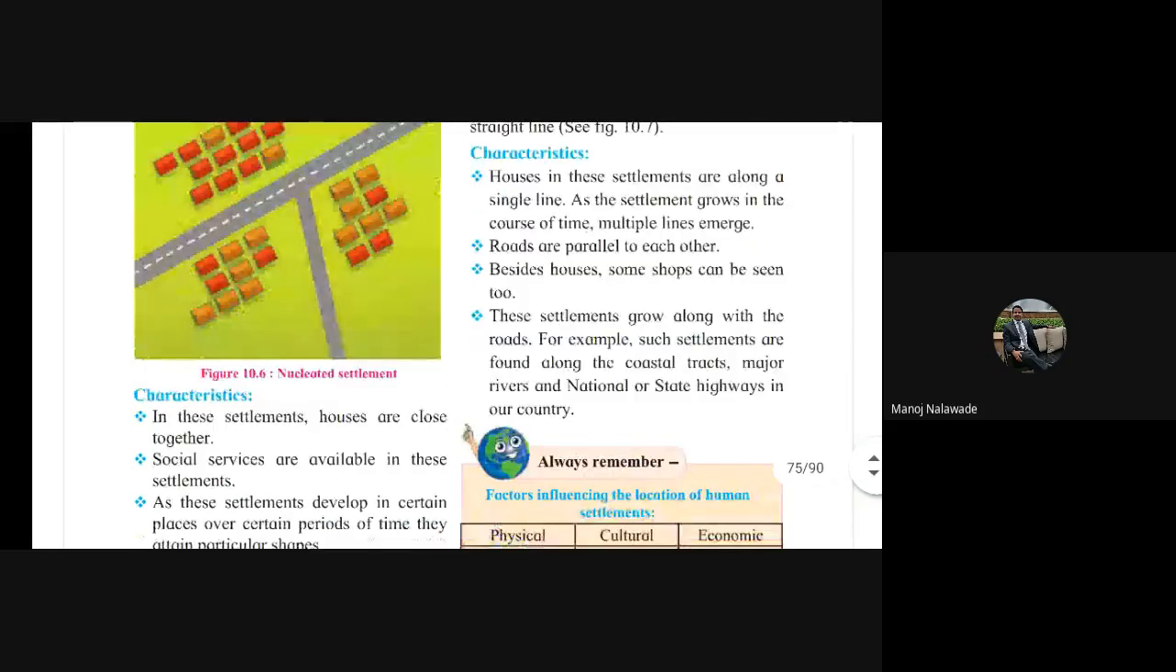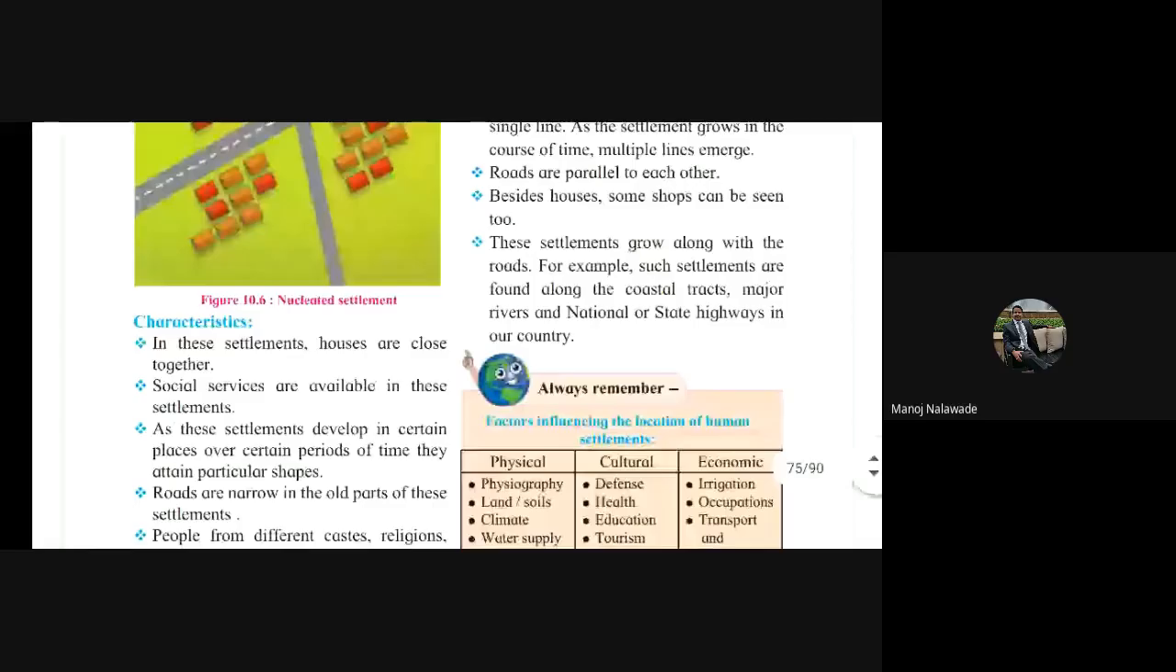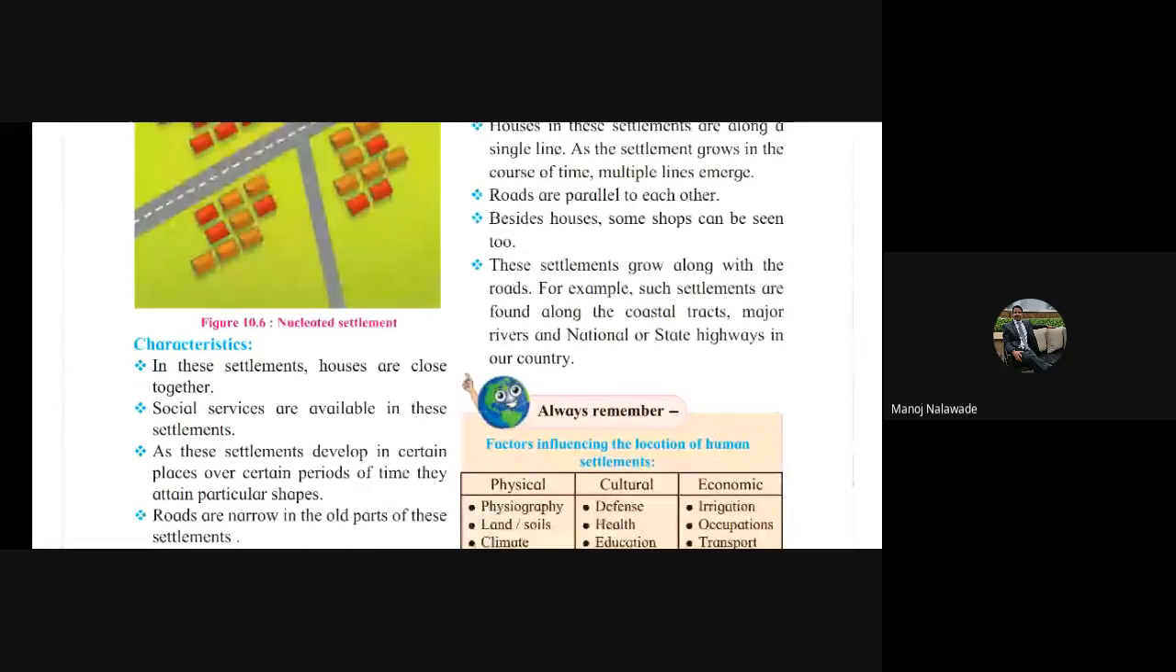Roads are parallel to each other. So in this type of settlement, roads are parallel. Besides houses, some shops can be seen too. Okay, shops are also constructed over there or started. These settlements grow along with the roads.